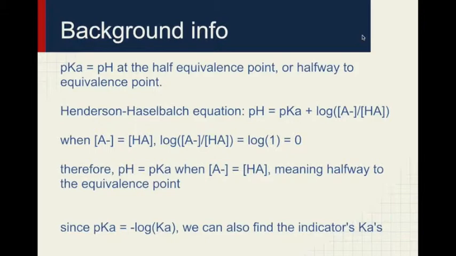From this equation we can derive that when the base concentration equals the acid concentration, the log of the base concentration over the acid concentration equals the log of 1, which is equal to 0. Therefore, when the pH is equal to the pKa, we know that the base concentration is equal to the acid concentration, which is halfway to the equivalence point.